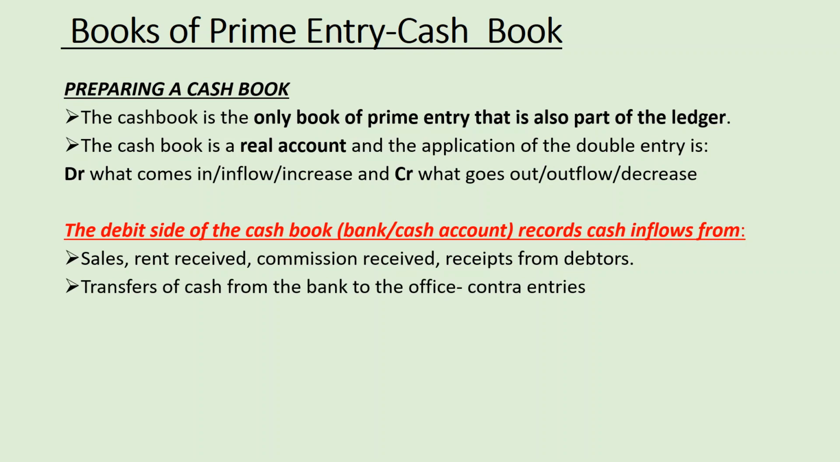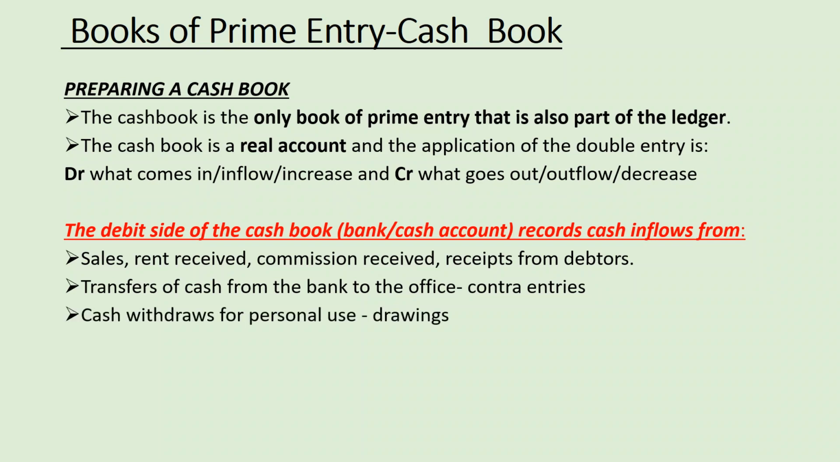Okay, then another interesting one is transfers of cash from the bank to the office, which is also called contra entries. So a contra entry is, of course, where you get money from the bank and you put it in your business. So the cash account of your business is going to receive that money, while the bank account is going to give away that money. So for this one, you debit the cash account, but the bank account, you credit it, it's going to give away. So this is a special one. It's going to affect them in an opposite way.